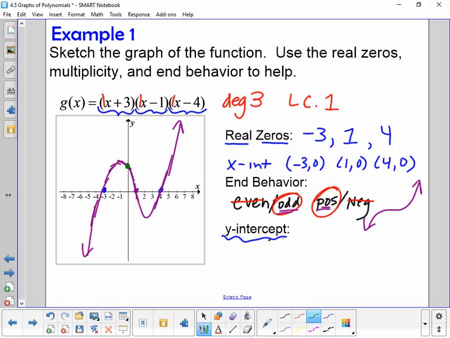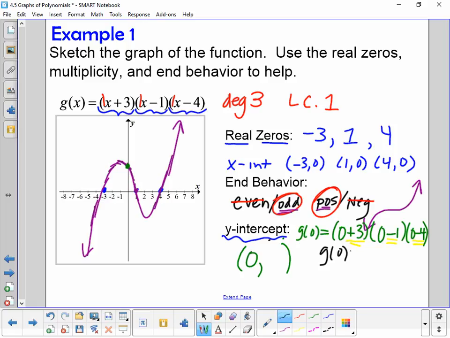The y-intercept of this function, well, remember the y-intercept happens when x equals 0. So if we put 0 into our function, g of 0, it's 0 plus 3, 0 minus 1, and 0 minus 4 all multiplied together. That's really just the same as saying what's 3 times -1 times -4, in which case that would be 12. So our y-intercept is (0, 12), and on the graph I'll note that that is a value of 12. And now I kind of know what the scale is. Again, this is just a rough sketch of the polynomial.